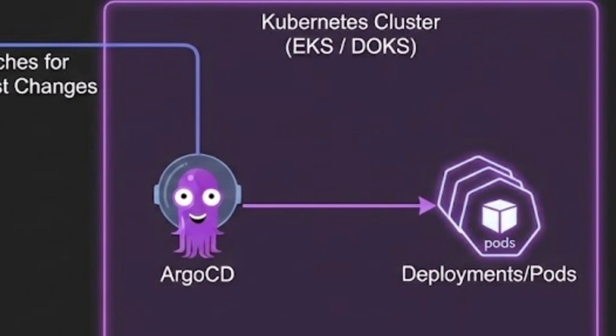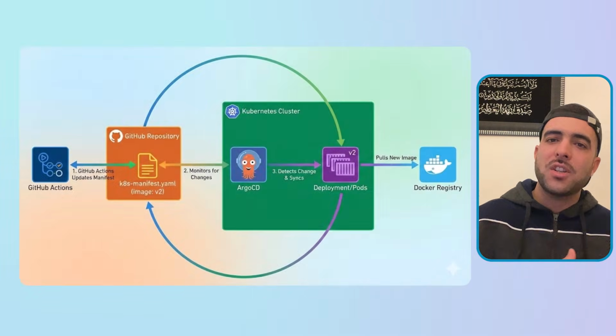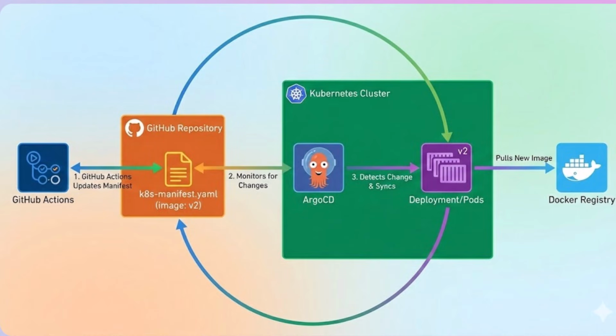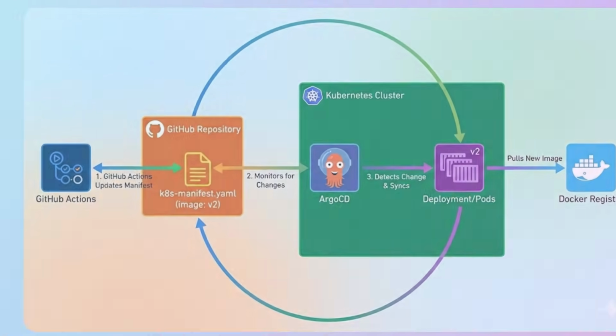Now, Argo CD monitors your GitHub repository. So when GitHub Actions updates your Kubernetes manifest files with the new image tag, Argo CD sees the change and automatically syncs your cluster to match the state of Git. So the purpose of this project is to really understand Kubernetes, which is really good, but also to know GitOps and use tools like Argo CD. And this is what will separate modern DevOps engineers from the rest of the pack.